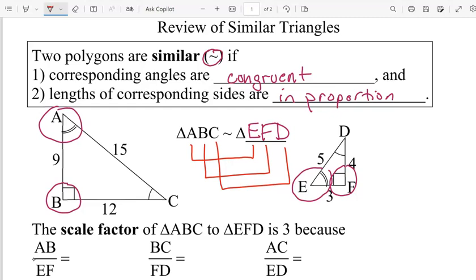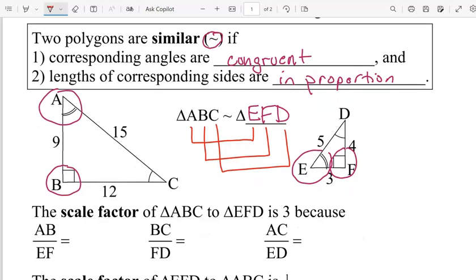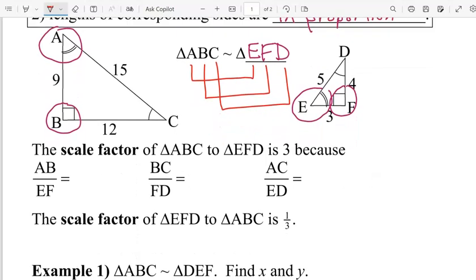Okay, there's a thing called a scale factor for the two triangles, which tells you how much bigger one triangle is than the other in terms of the length of its sides, or how much smaller one triangle is than the other, depending upon which way you define your scale factor. So let's take a look at some ratios here, ratios being fractions. So let's take a look at the ratio of side AB, which you'll notice from the similarity statement should correspond with side EF. So the ratio of AB to EF is 9 to 3, which is 3.